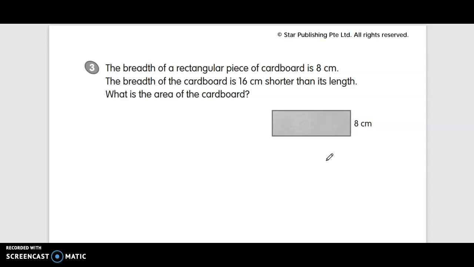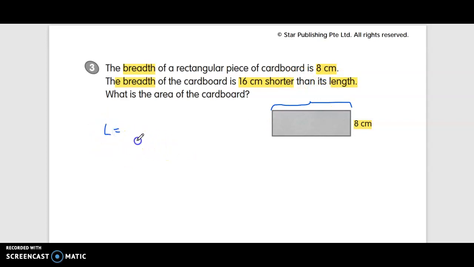The breadth of a rectangular piece of cardboard is 8 cm. So now we know the breadth is 8. Again, breadth is the shorter part. Now the breadth of the cardboard is 16 cm shorter than the length. That means we do not know the length yet, but we know that this is 16 cm shorter than the length, which means that the length is longer.